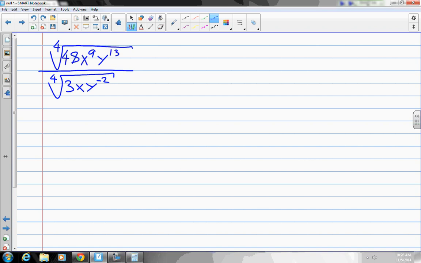So yeah, this is all messy, so let's just push it all together into the single radical and then simplify a fraction. That'll probably be the best way to go about this problem. So fourth root of 48 x to the power 9, y to the power 13, all over 3xy to the negative second power. So just push it all into one. Then I can start reducing this thing.